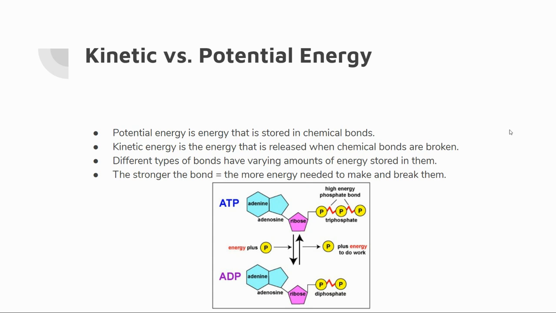Different types of bonds have varying amounts of energy, and that's based off how strong the bond is. And it should make sense: the stronger the bond, the more energy that is going to be stored, or the more potential energy that is going to be stored in that particular bond. The weaker the bond, the less potential energy will be stored in that particular bond.